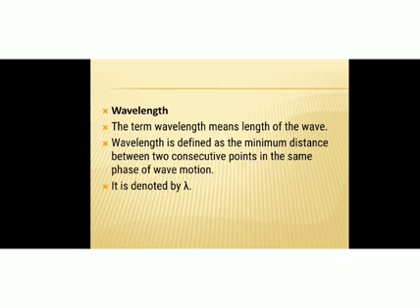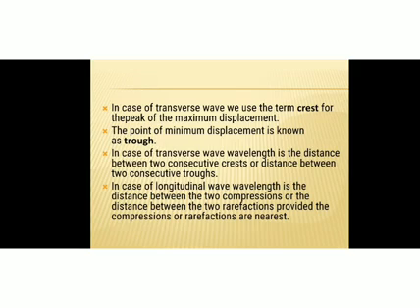And what is wavelength? The term wavelength means length of the wave. Wavelength is defined as the minimum distance between two consecutive points in the same phase of wave motion. That means it can be the distance between any two consecutive crests, or between any two consecutive troughs, or simply the length of one complete wave. That is wavelength. It is denoted by lambda.